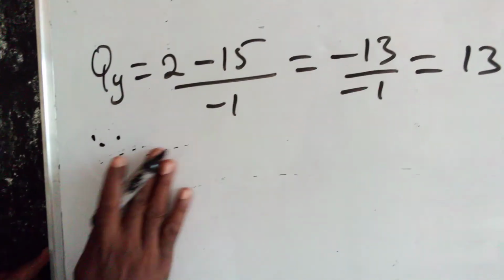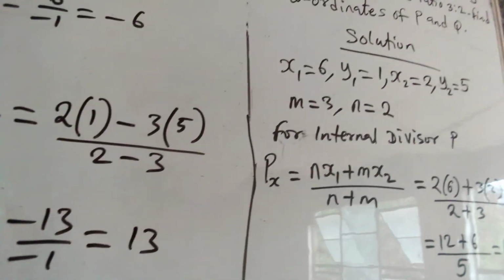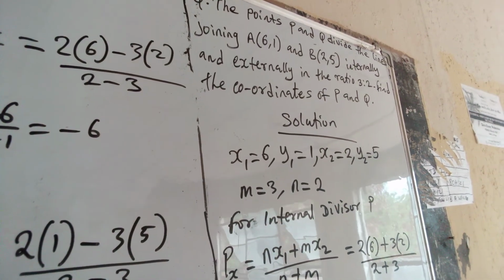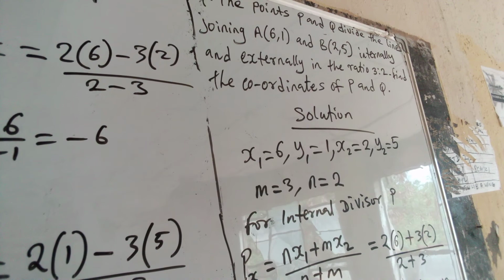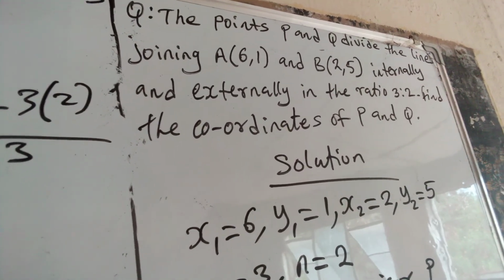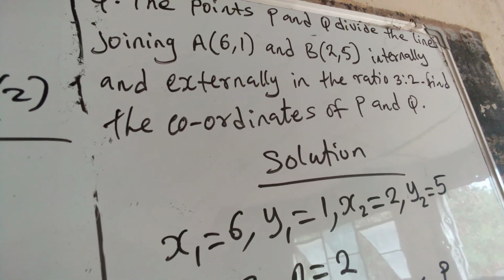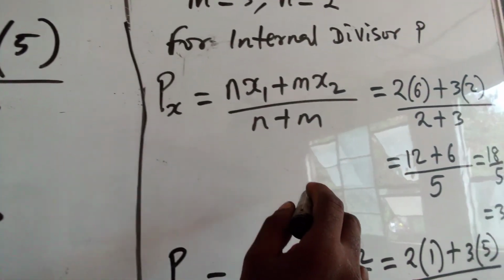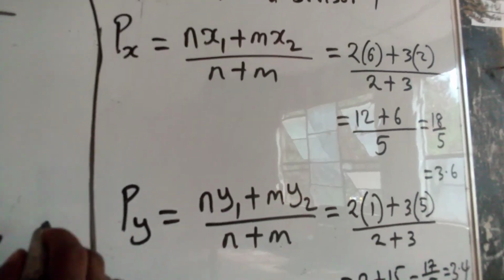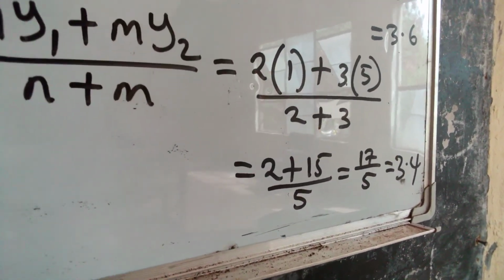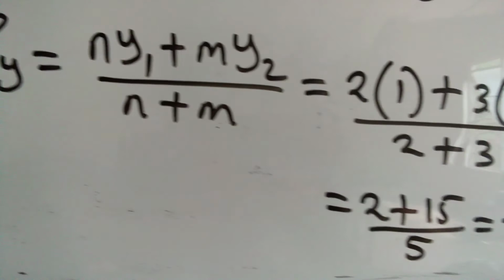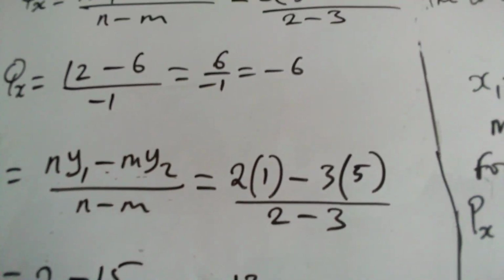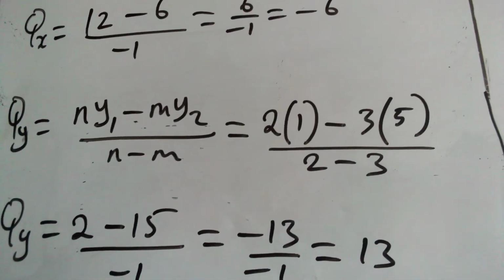So therefore, because it says these 2 points, P and Q, divide the line joining this and this, internally and externally in this ratio, find the coordinates of P and Q. So you now say therefore, the coordinates of P is now, you write the value of x, which is 3.6, and this one is 3.4, and the coordinates of Q is minus 6 and 13, and that becomes the answer.